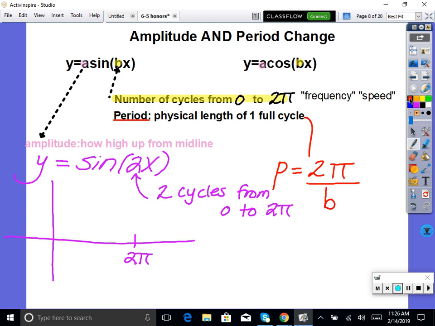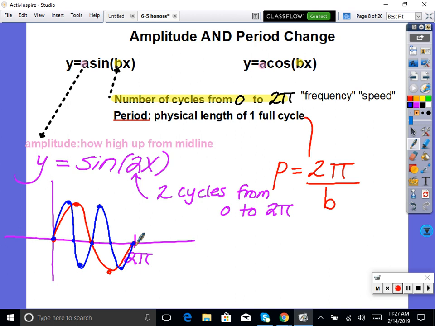Normally sine looks like this: 0, max, 0, min, 0. That's a normal sine, but that's only 1. Now it's happening twice from 0 to 2 pi. 2 of those 0, max, 0, min, 0 cycles are happening from 0 to 2 pi. Does everybody see? So now it would be 0, max, 0, min, 0, 0, max, 0, min, 0. Now there's 2 cycles. You see how it's like squishing it in this way?